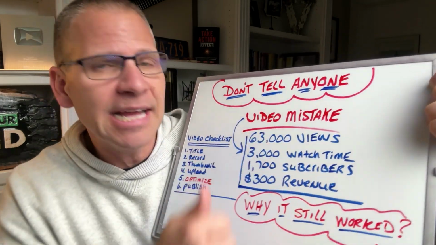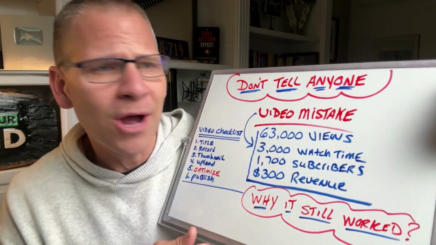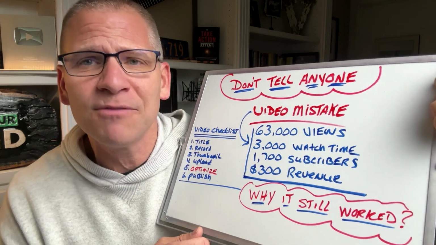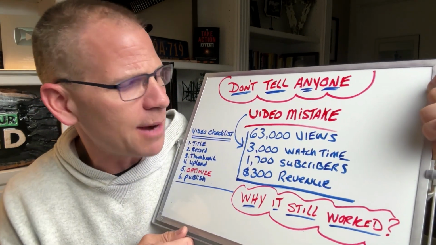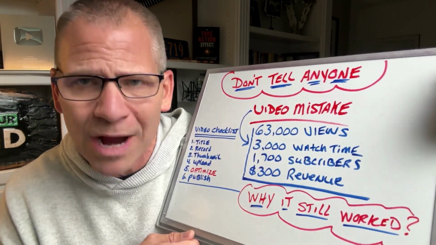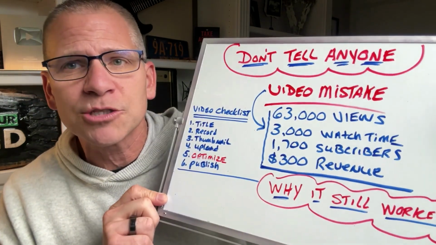And that actually led to this many views, which, by the way, 63,000 views on a video that's less than a month old, 3,000 watch time hours, 1,700 subscribers, $300 in revenue. Crazy. But let's just go through the checklist real quick.